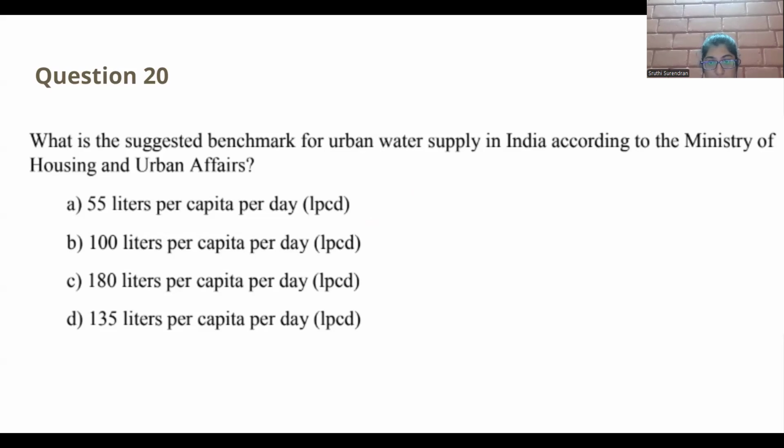Deepika says A, Monish says D, Gokula says C. The obvious confusion comes between 55 and 135 because we have both of these as per capita per day water quantities. Now let's see which is for which.